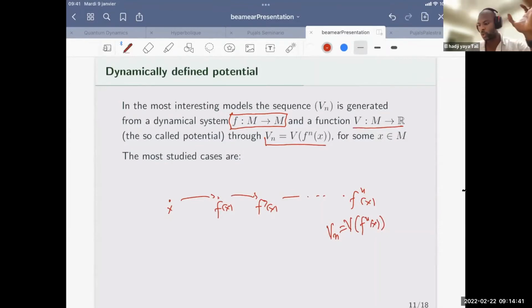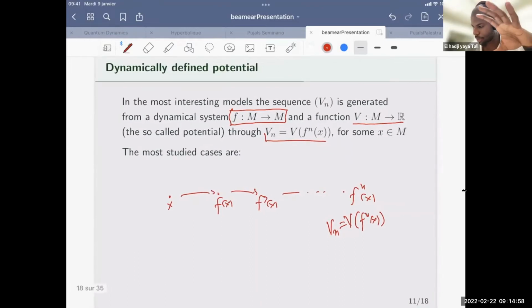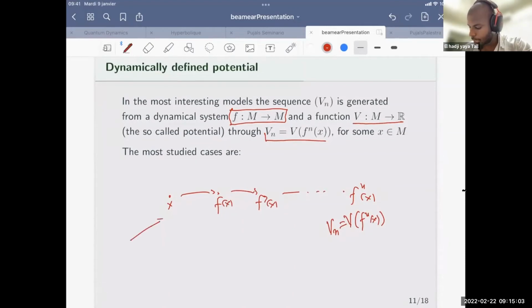And there are two cases that are very famous. The difference also is how to get Vn. So in this case of dynamically defined potential, you have two cases, which is the random Schrödinger equation, and the other one is the quasi-periodic Schrödinger.